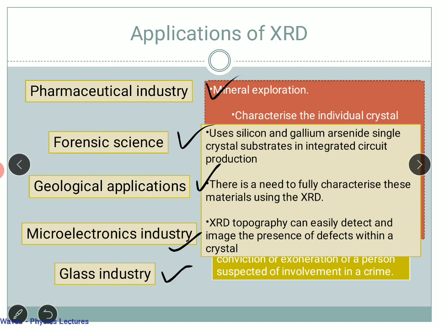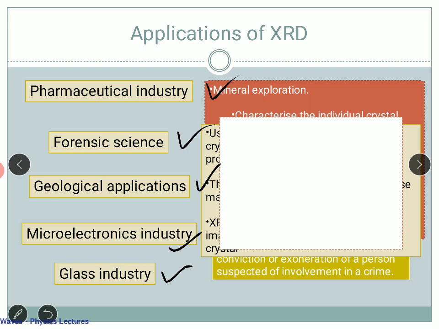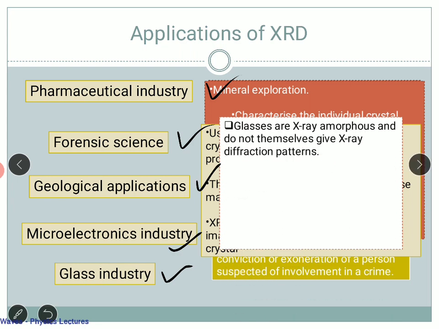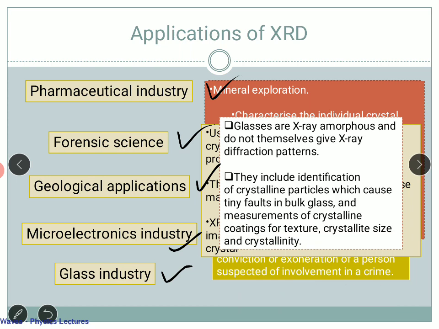Finally, the glass industry. Now, in the glass industry, you might say that glass is amorphous, so XRD is not going to be of much help because we are not going to get really a peak. But if there is any kind of impurity in glass, that can be determined. It does not give an XRD diffraction pattern for glass itself, but if there is a tiny bulk defect in the glass, or we need to measure a crystalline coating for the texture, or there is some kind of impurity, that can actually be determined using XRD.